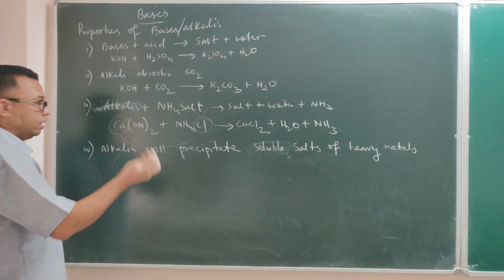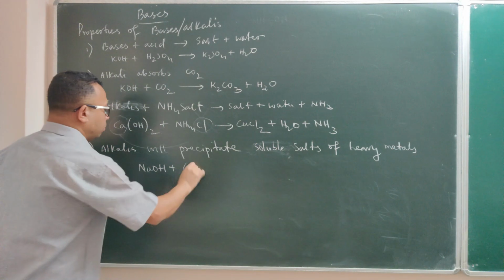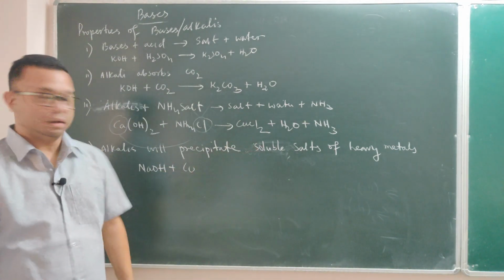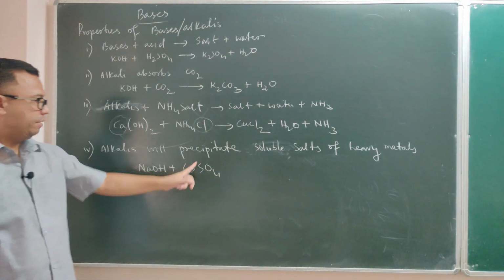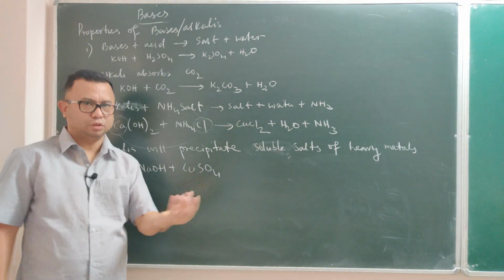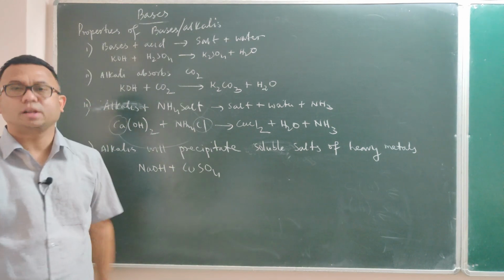Alright, let me now take one alkali, sodium hydroxide, and any one heavy metal salt, copper sulfate. You can see I have taken a soluble salt. Copper sulfate is a soluble salt, a very clear, nice blue solution. This is also a clear solution.